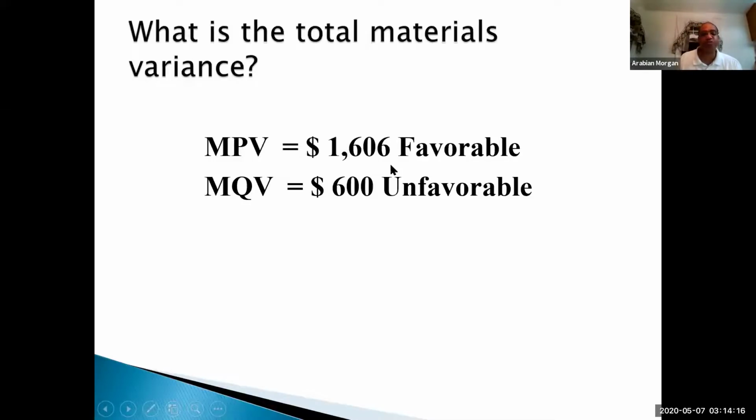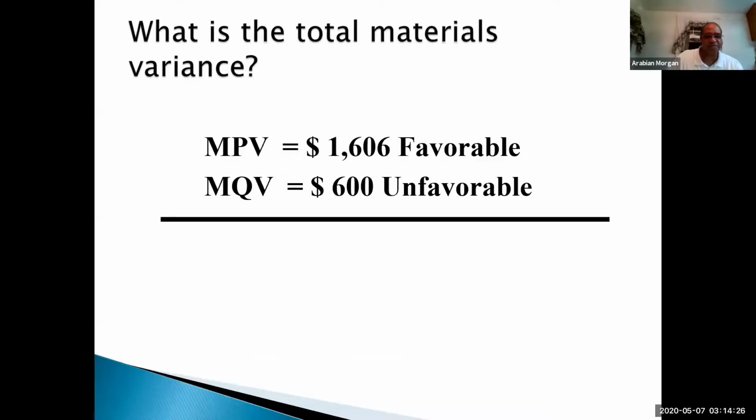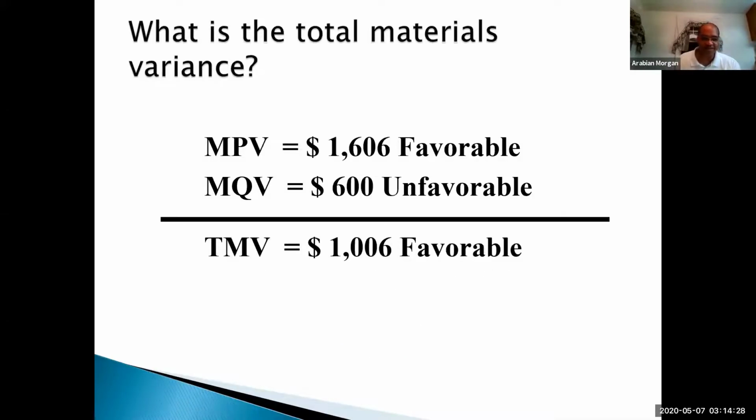And I'm going to put as a resulting word whichever one of these numbers has the biggest dollar amount. So here's how this works. 1606 minus 600 equals 1006, and I'm going to use the word favorable because in the components of this, the biggest dollar amount was with favorable. So that's why this is favorable. If the material quantity variance had the biggest dollar amount, it would have been unfavorable.